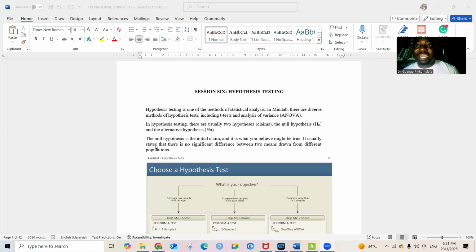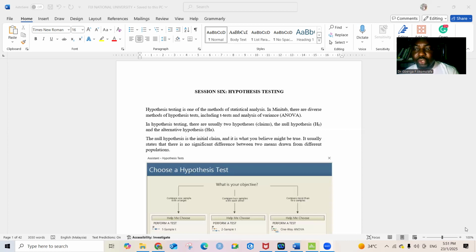And then the alternative hypothesis will now say that there is significant difference, okay, between the means of the two populations that you are comparing. It can be more than two populations, it can be three, so depending on what you're comparing, the alternative hypothesis would tell you that there is significant difference.